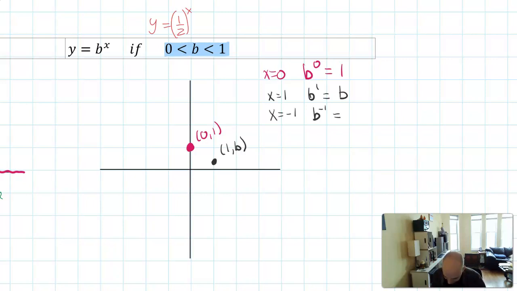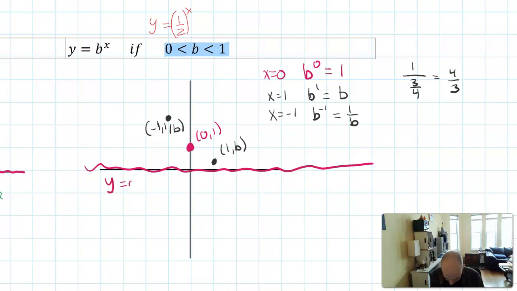On the other hand, if x is equal to negative 1, b to the negative 1 is equal to 1 over b, but since b was a fraction, 1 over that fraction should be bigger than 1, right? Like 1 over 3/4 is 4/3. So here we're going to have 1 over b being a number bigger than 1. We still are going to have a horizontal asymptote in the same place at 0. Make that a little more flat. There we go.